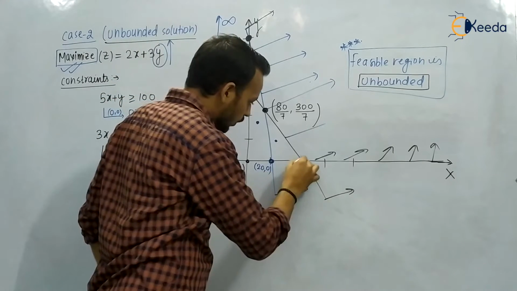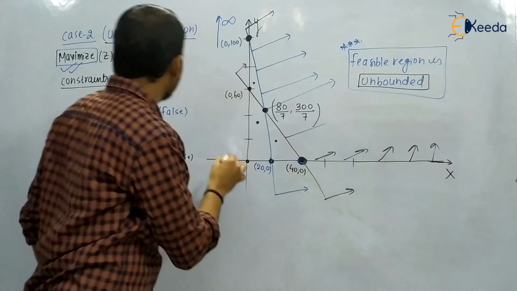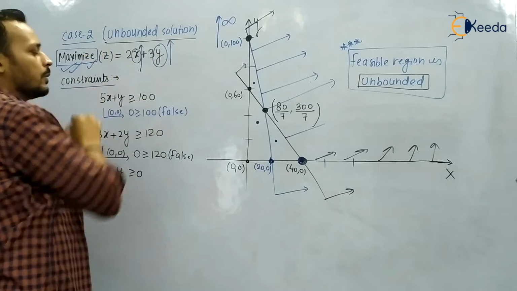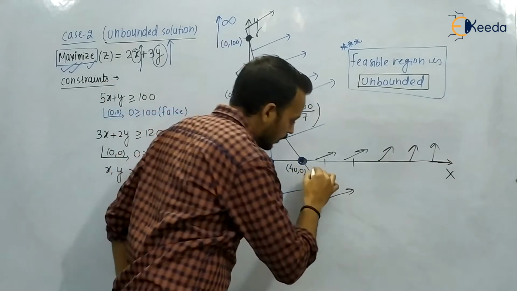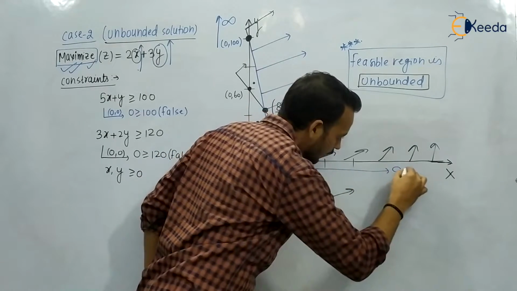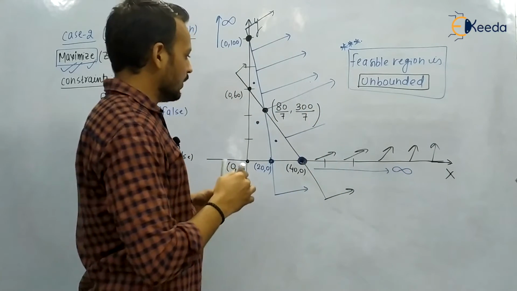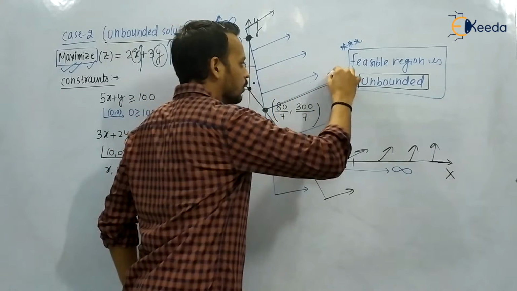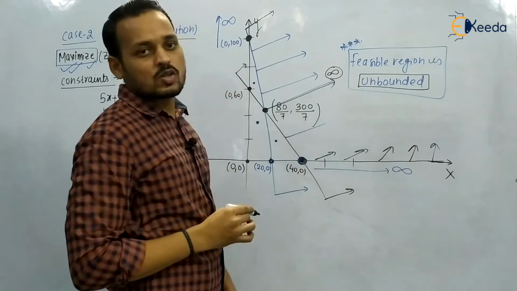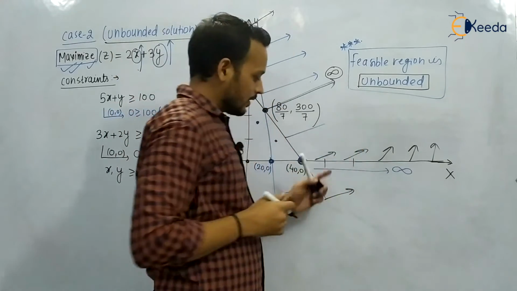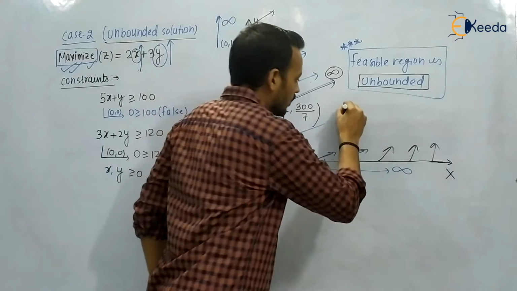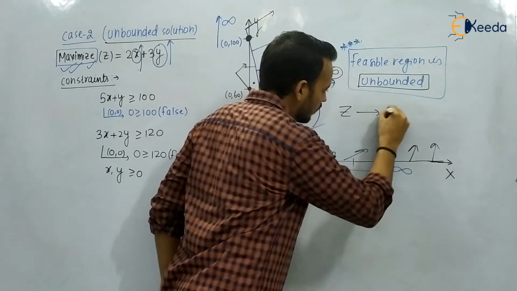Here, this is the corner point. You will try to increase the value of x because the problem is of maximization type. So we will try to increase the value of x by going in this direction, up to infinity. And if this is the corner point, we will try to move in this direction, up to infinity. So x is tending to infinity, y is tending to infinity, and your objective function will also tend to infinity.